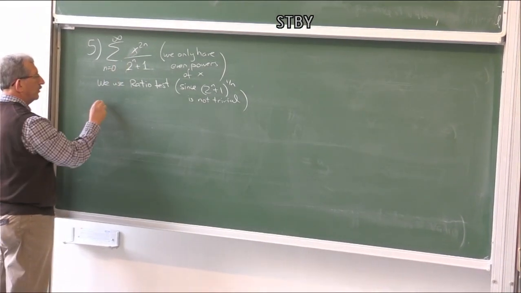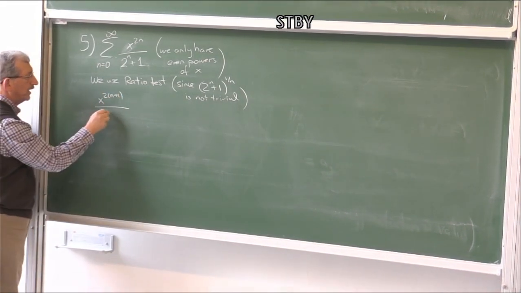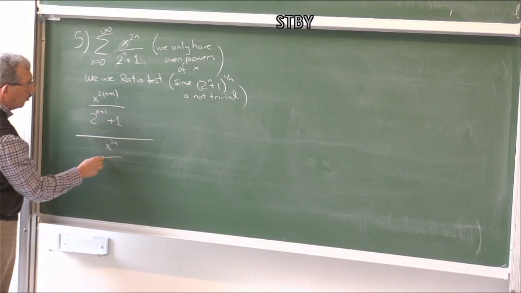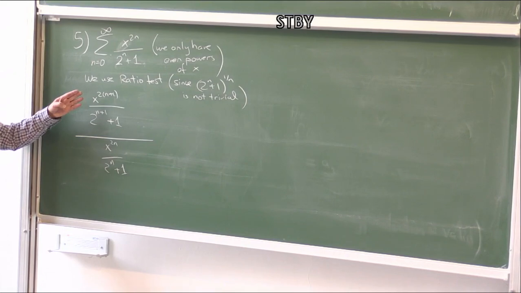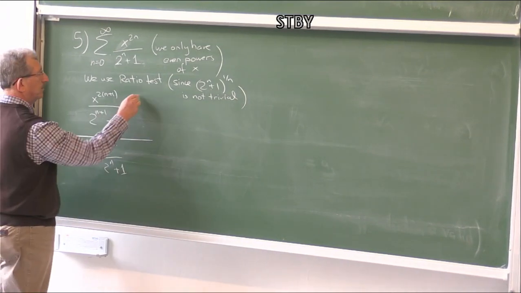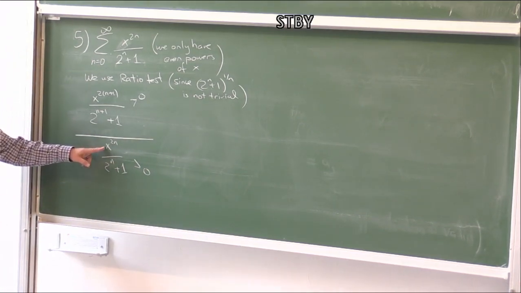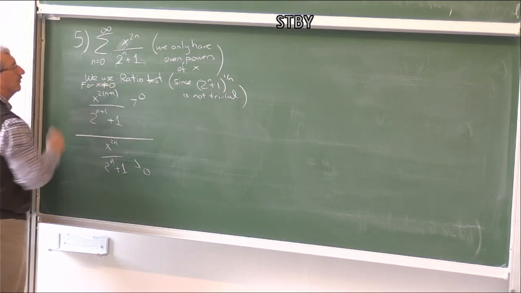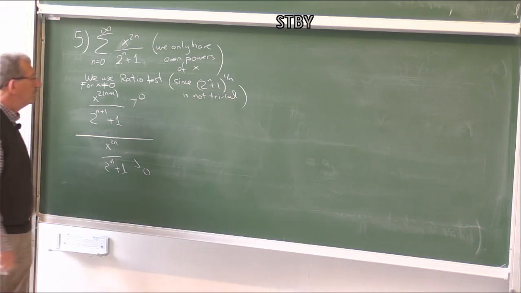Well, we look at the ratio, x to the 2n plus 2 divided by 2 to the n plus 2, divided by x to the 2n over 2 to the n plus 1. Now, because of the even power, we already have positive terms. Of course, x must be different from 0 again. So let me put here x not 0. I don't have to put absolute value. Directly I can check the ratio test because everything is positive.